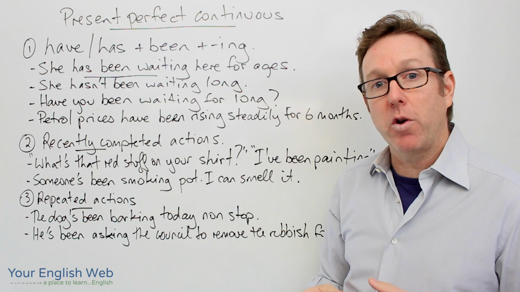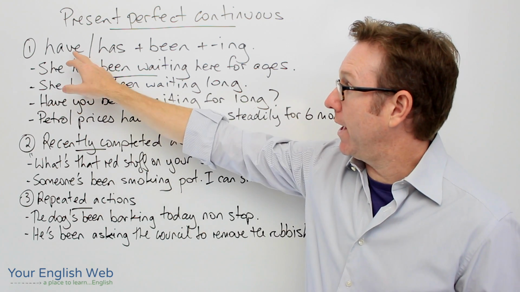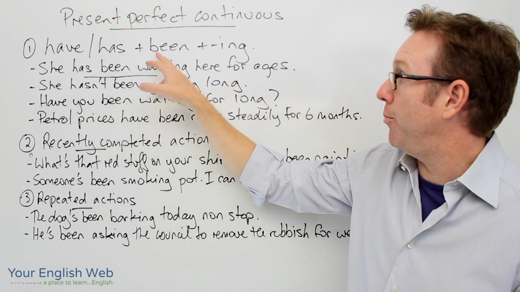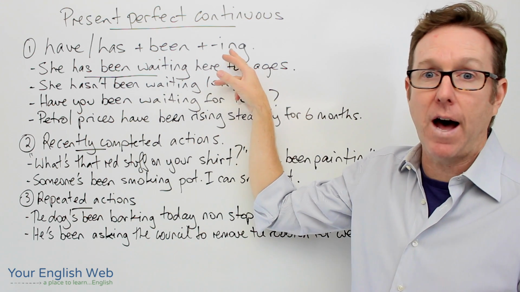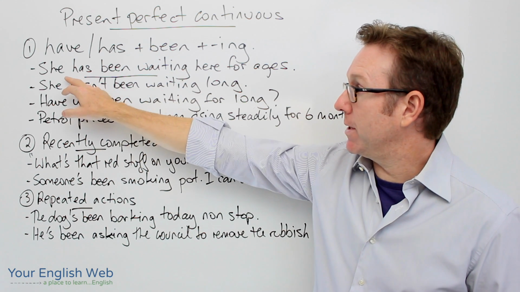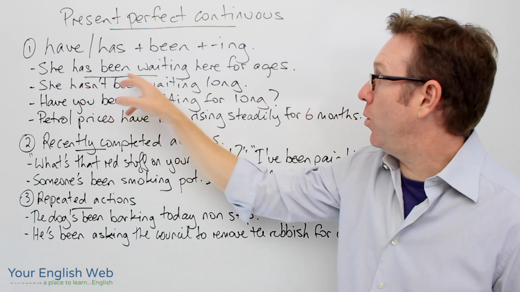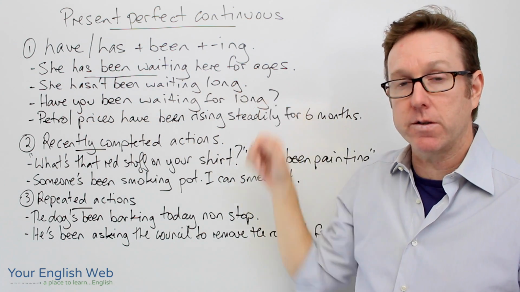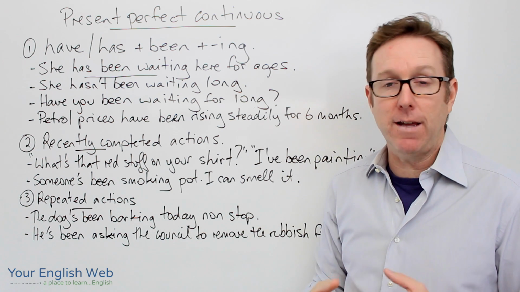Now, the first thing we're going to look at today is the structure. So we have have or has been plus an ing verb, okay? Now, let's have a look at some examples. She has been waiting here for ages.